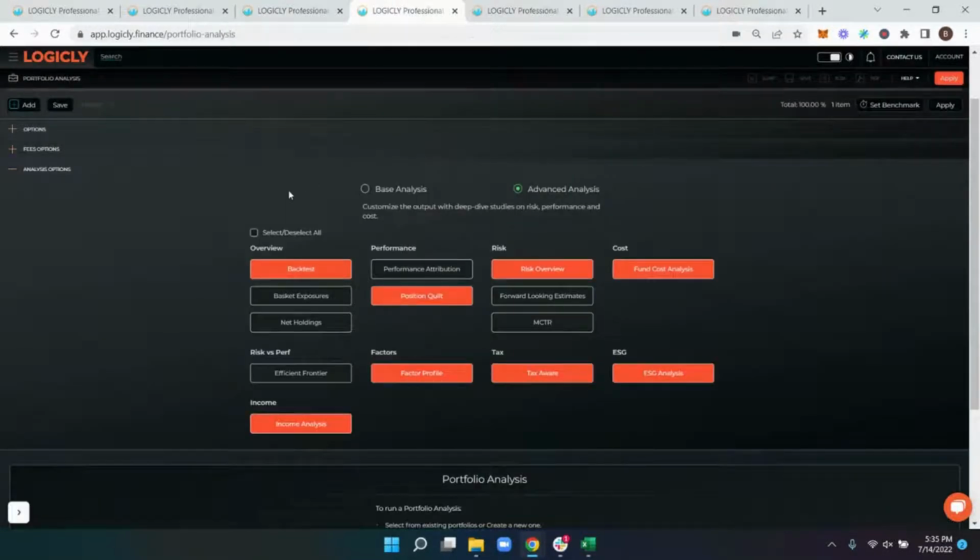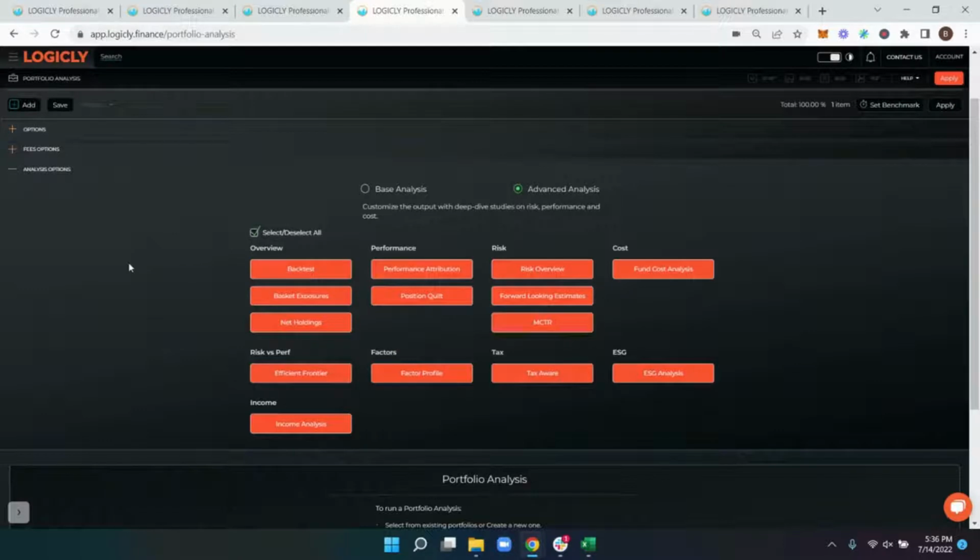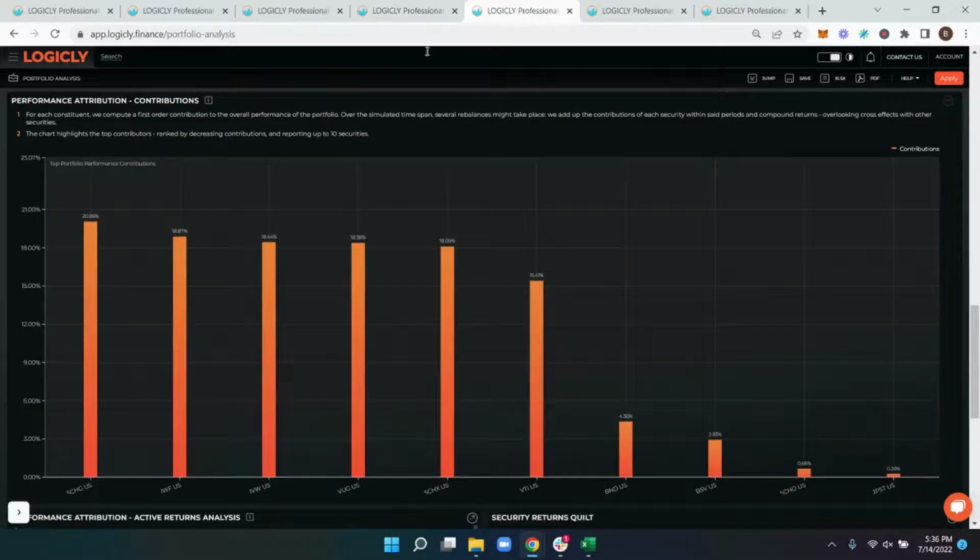Logically Core is highlighted by the advanced analysis outputs within our portfolio analysis tool. In Logically Base, you are used to seeing the highlighted outputs here. Through Logically Core, you have access to the entire universe of our advanced analysis outputs. Some of these outputs include a portfolio level performance attribution breakdown, showing fund by fund which funds have contributed the most to your portfolio's positive performance.